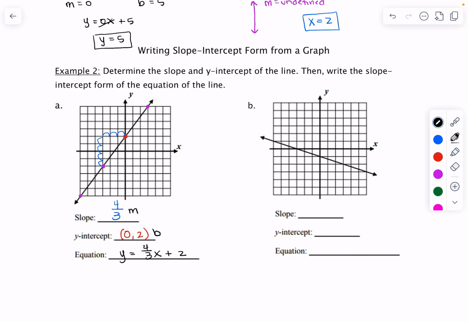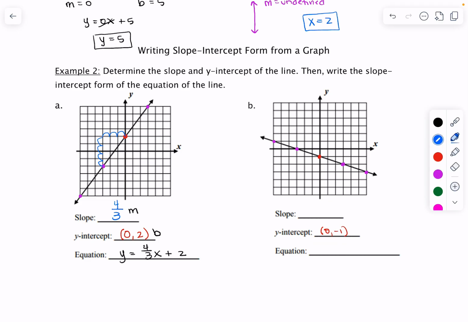Okay. Example B, same process. Let's look for that y-intercept first. My y-intercept here is at -1, so (0, -1). For my slope, I need to find a few other points along the line. So here's a point, here's a point, here's a point, here's a point. It doesn't matter which points you pick. They'll all have the exact same rise over run.